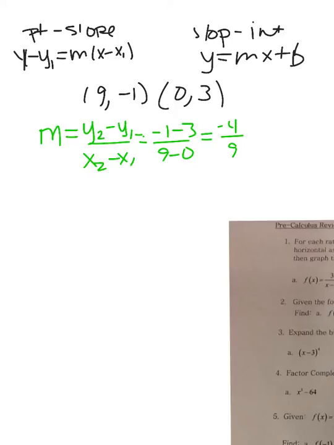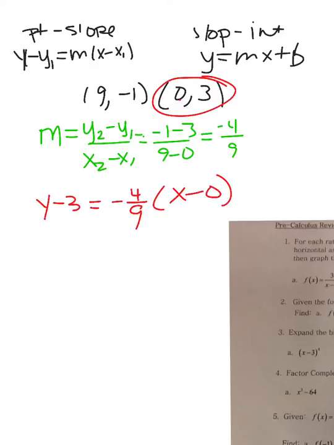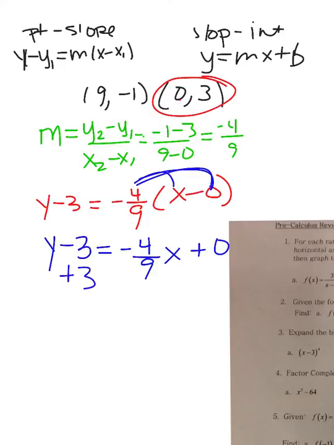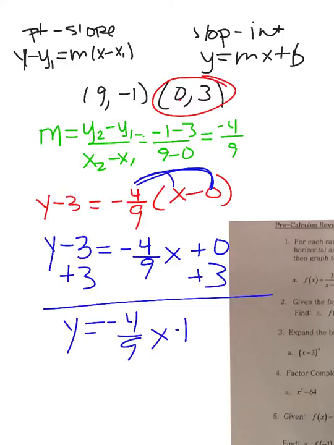All right, so my point slope is going to be, you can pick any point you want. I'm going to pick this point because it is 0 to make things a little bit better. So I have y minus 3 equals my slope, which is -4/9 times x minus 0. So that's my point slope. Now, slope intercept, you're going to distribute the -4/9. Y minus 3 equals -4/9 x. And this is nice because then I get 0 here, plus 0. Add 3. I get y equals -4/9 x plus 3.